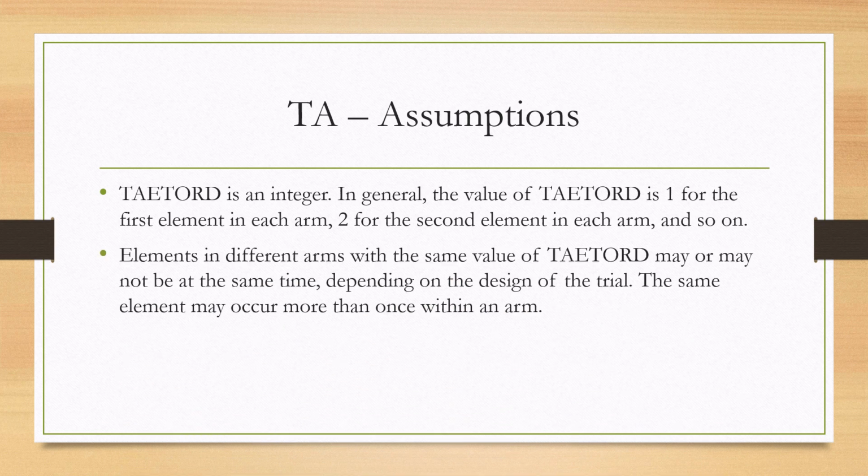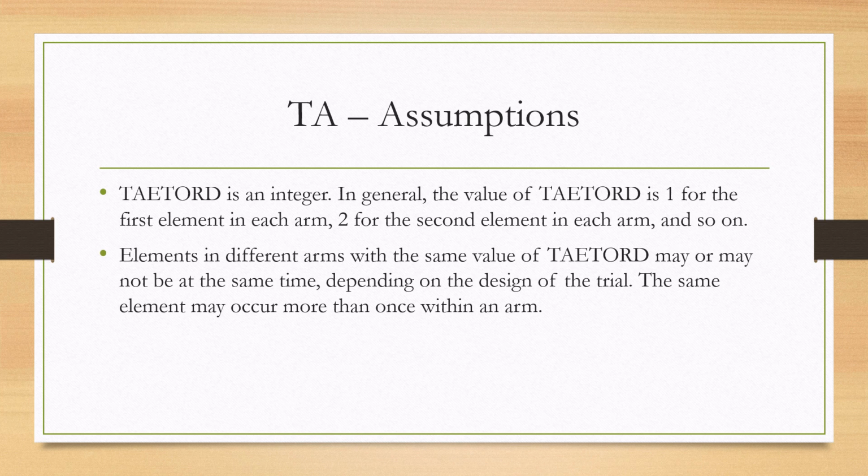Elements in different arms with the same value of TAETORD may or may not be at the same time, depending on the design of the trial. The same element may occur more than once within an arm. Let's see, for example, the washout element or the rest element. In a crossover study, you will see that these elements will appear more than once during the study duration, and we will see more exactly how it will define the arm in the following examples.